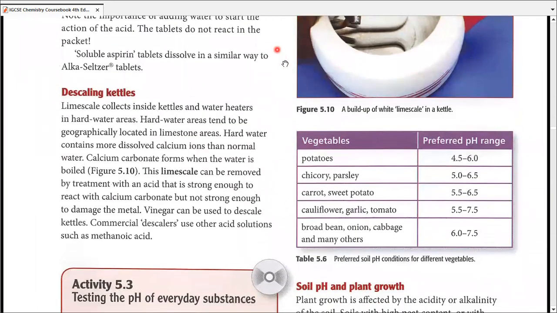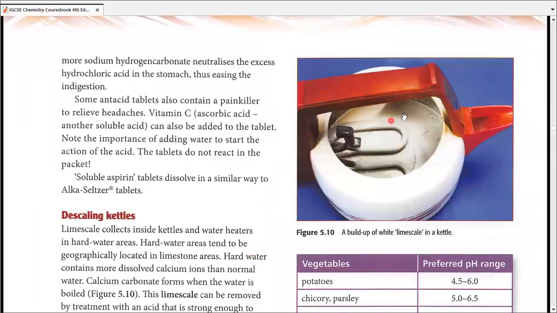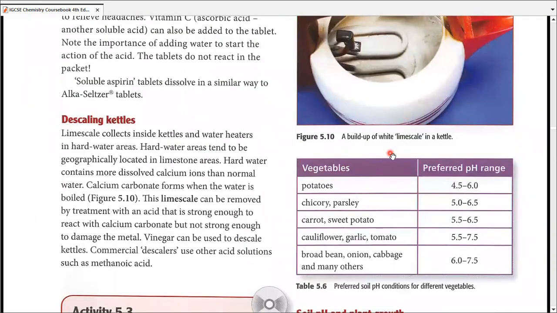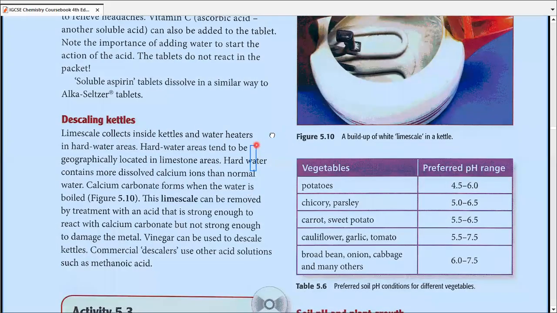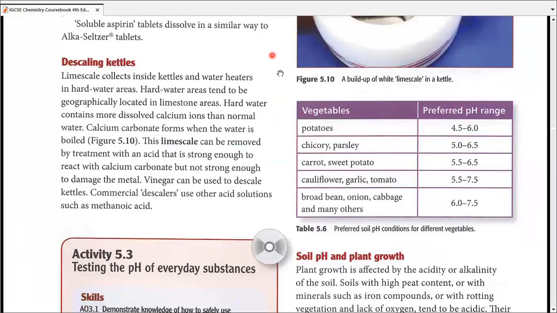Okay, descaling kettles. Kettles sometimes have a buildup of white salt at the bottom. This is known as limescale, magnesium or calcium scaling. That happens with continuous use of a kettle for boiling water, and usually in hard water areas. What can we do to treat this? You can't just simply scrape it off or scratch it.